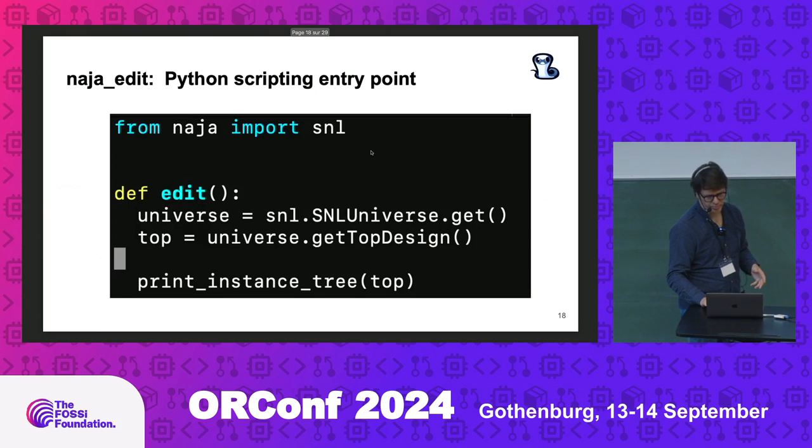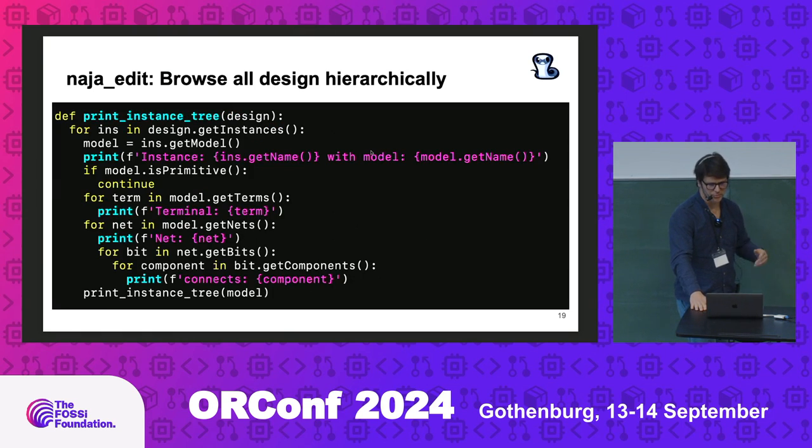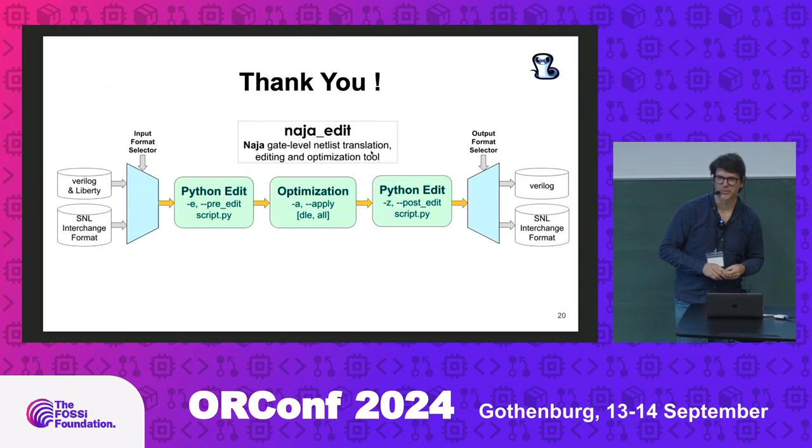Just to give you an example, this is a minimal script you can use. The binary loads everything in memory and then hands over to the Python script. So you get access to the data in memory, and then you can, for example, get the top design and run some Python function on it. This is basically a few lines just to browse the whole design, printing all the connectivity, all the terminals, all the instances recursively. So it's kind of useful. And currently I'm also connecting this to Python pandas, for instance, to generate tables and data. So this can be extended to do lots of things. And that's all. Thank you.